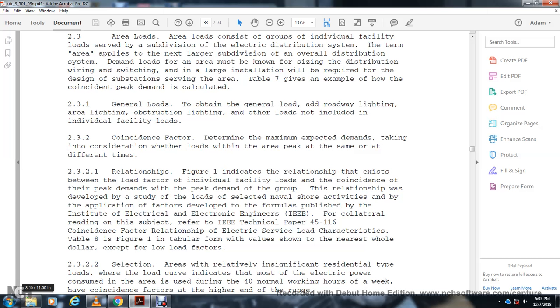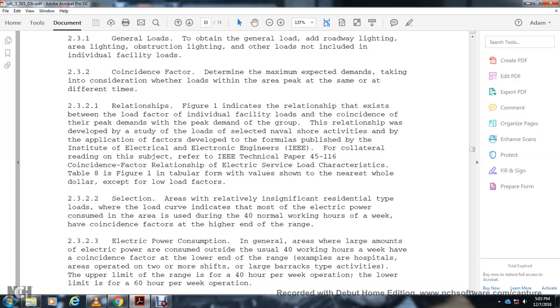Relationship figure 1 indicates the relationship between the load factor of the individual facility load and the coincident peak demand of the group. The relationship was developed with the selected Navy shore activities by the application of factors developed for power loads published by the Institute of Electrical Engineers, in technical paper 45-116. Coincident factor relationship with electrical shore load characteristics is in Table 8. Figure 1 is shown in tabular form, with values shown to the nearest whole dollar except the load factors.